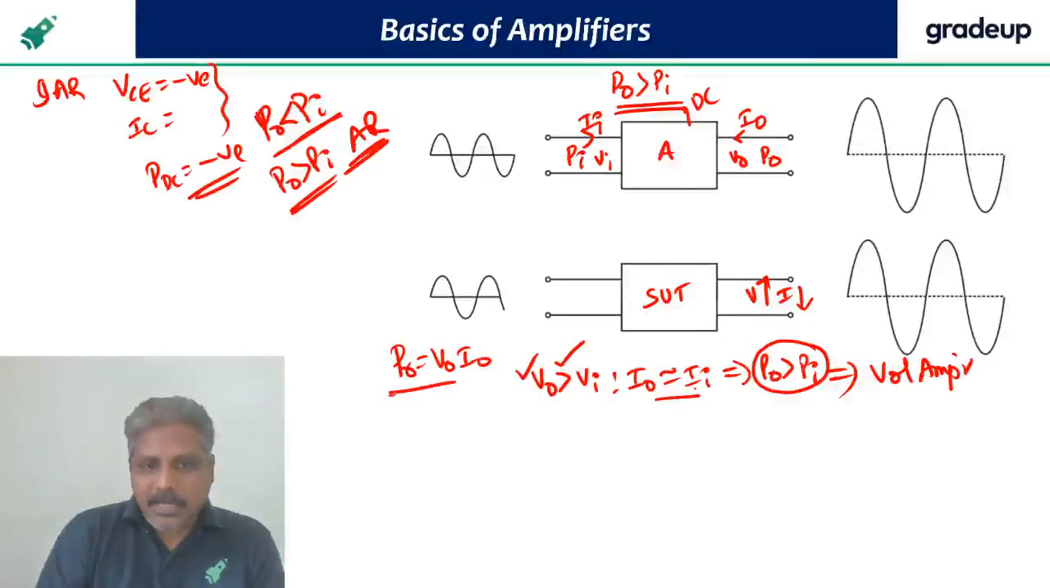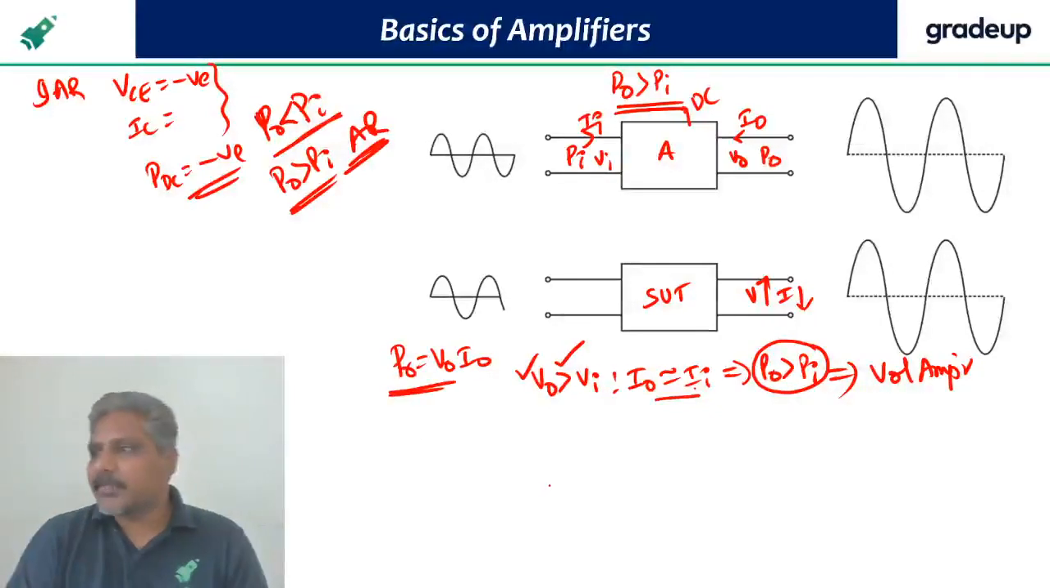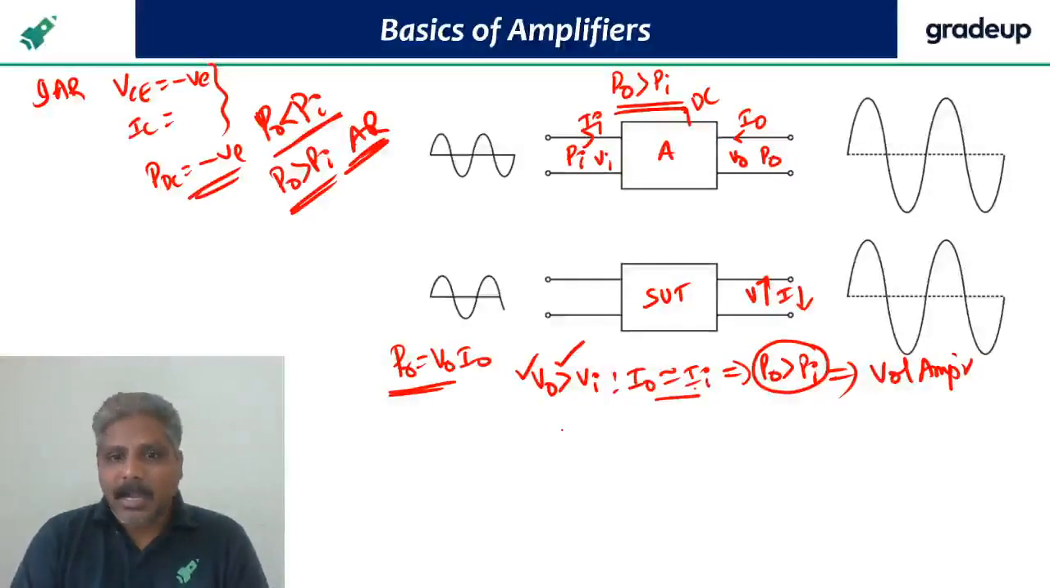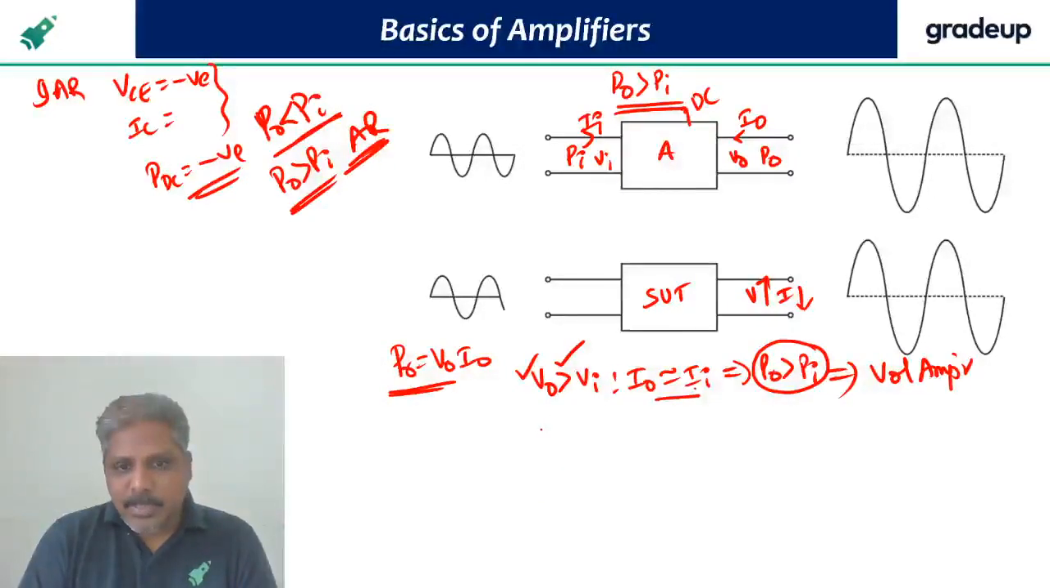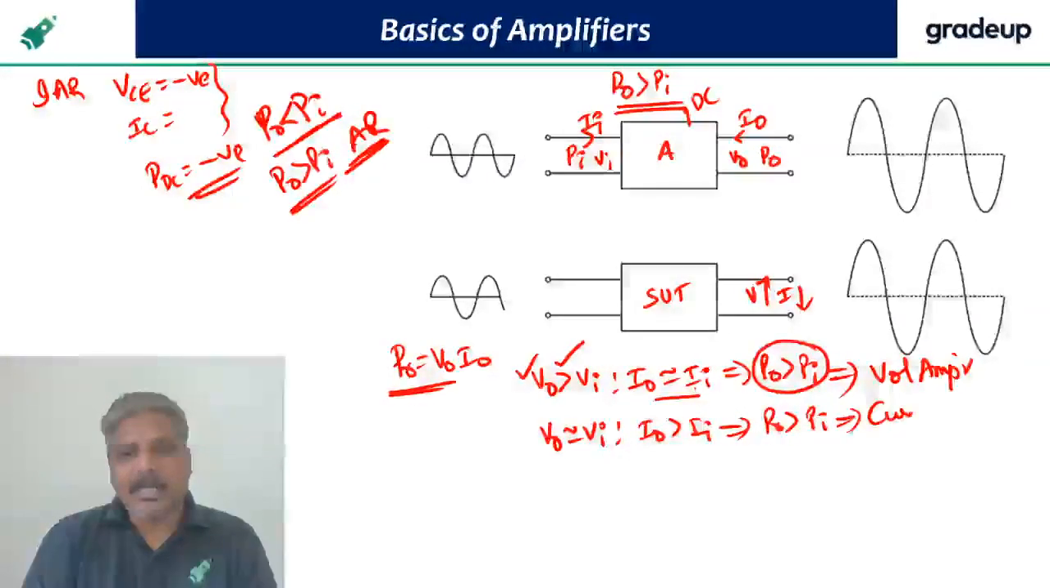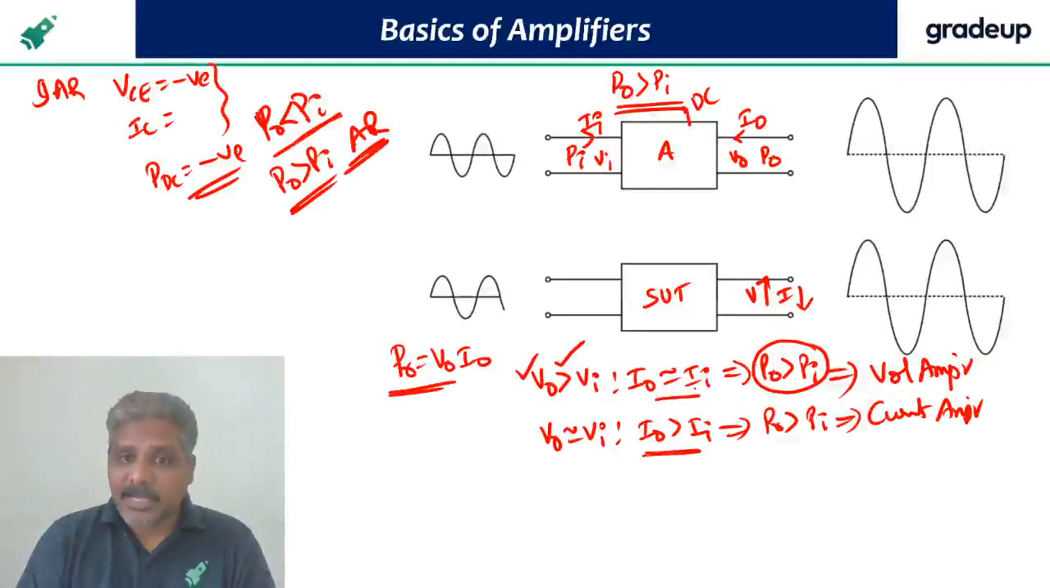Coming to the continuation, output power is VO into IO, and we want higher power. It is possible that VO is not greater than input voltage, but IO is greater than input current. This is also possible, right? PO higher than PI is possible. This is what we call a current amplifier. Why is it called a current amplifier? Because enhancement of power is happening because of current only, not because of voltage.